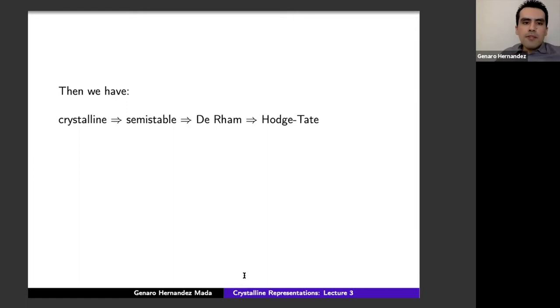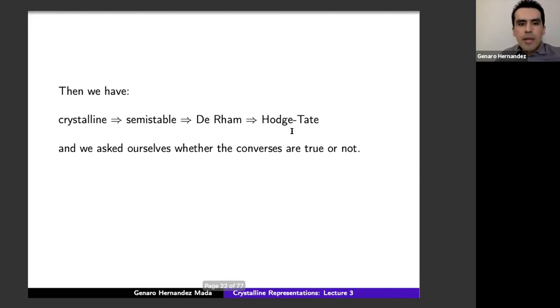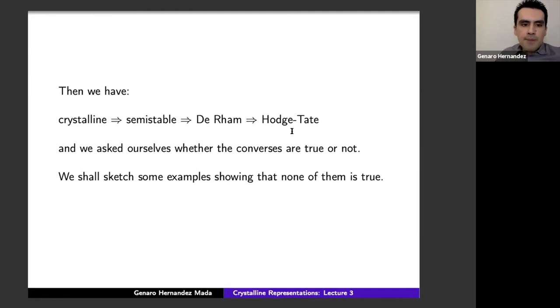And so we could relate these four definitions, or four notions, of different kinds of p-adic Galois representations. And these are the relations that we saw last time: every crystalline representation is in particular semi-stable. Every semi-stable representation is de Rham, and every de Rham representation is Hodge-Tate. And we asked ourselves at the end of the previous lecture whether the converses of these implications were true or not. And today, I will sketch some examples showing that none of them is true, okay? I'm just sketching the examples, because making all the details might take too long, and I would like to get to something else today.